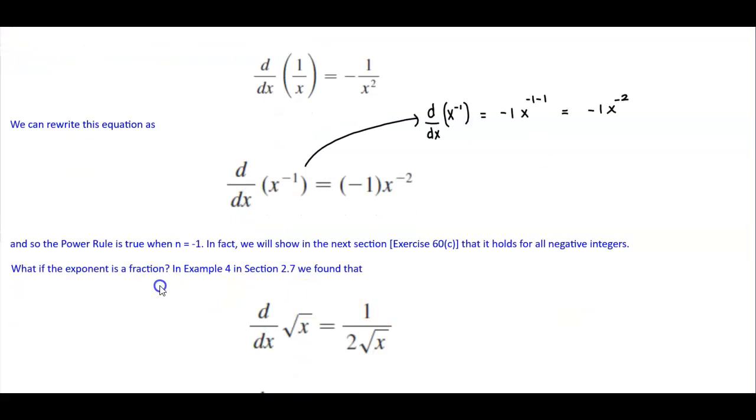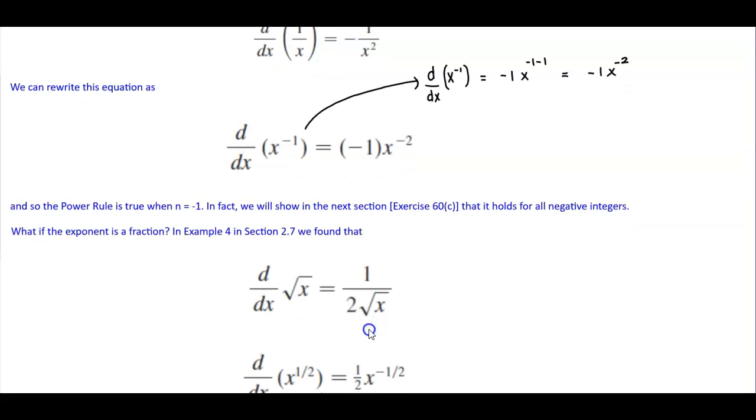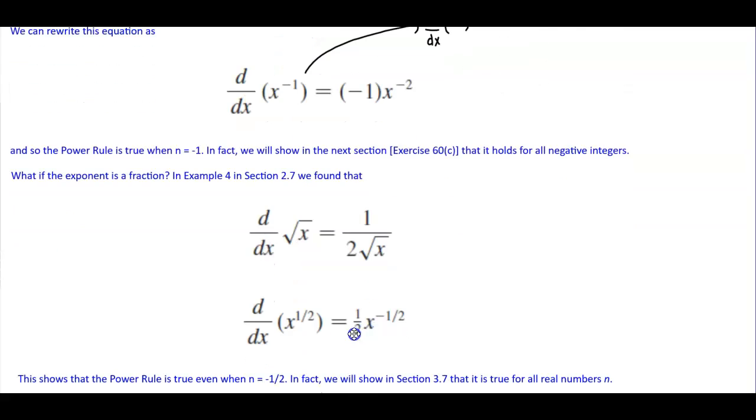Now, what if the exponent is a fraction? So in example 4 in section 2.7, we found that the derivative with respect to x of the square root of x is equal to 1 over 2 times the square root of x. Remember, the square root of x is the same as x to the 1/2.